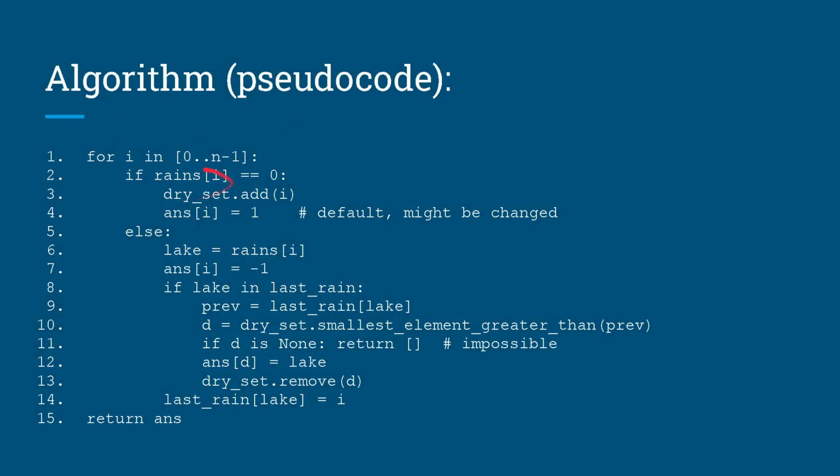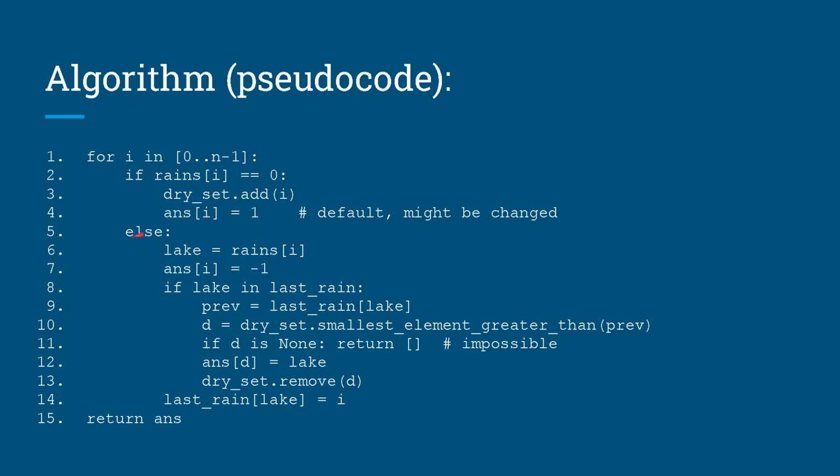So if you talk about the pseudocode, let's talk about the pseudocode. You will take a loop for the day. We will start from 0 to n-1. If it rains, it is equal to 0. You will just add into the dry set and the answer you will update as a 1. This will get updated once we reuse it.